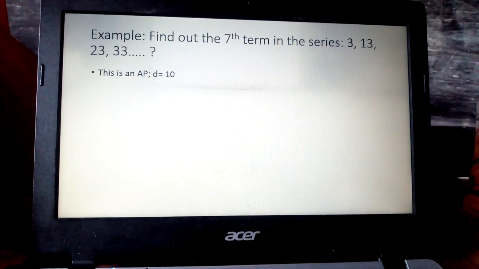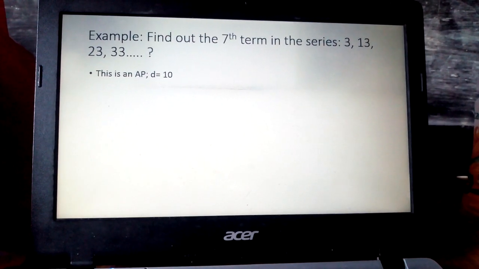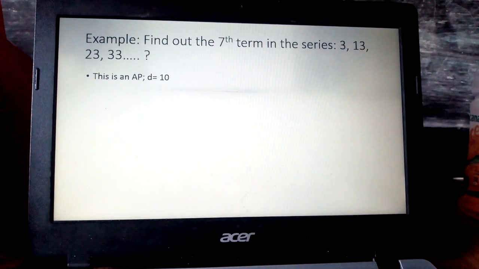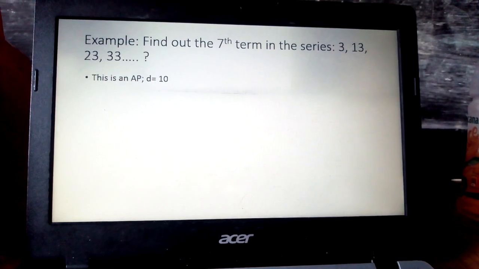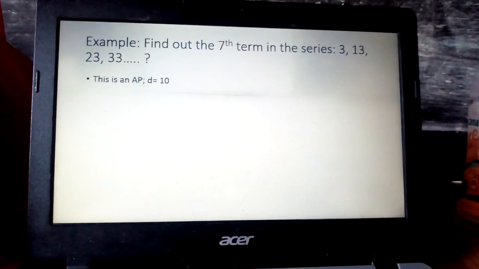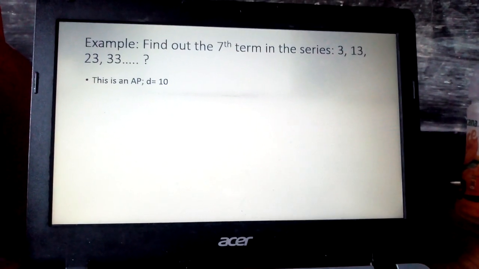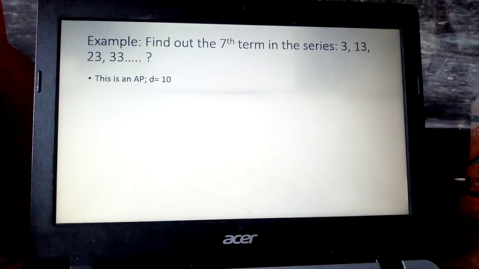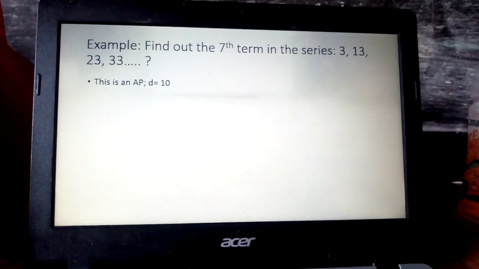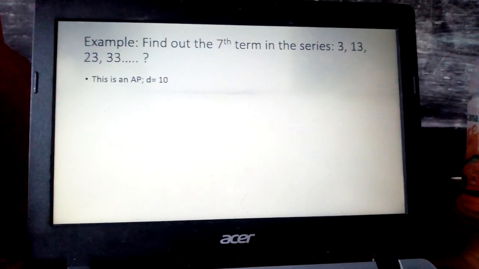This seems like an AP because the difference is 10. How do you find out the difference? We have done it already in the last slide. 13 minus 3 is equal to 10. 23 minus 13 is equal to 10. 33 minus 23 is equal to 10. The difference is same throughout. That is to say that the common difference is 10, and that is why this is an arithmetic progression.